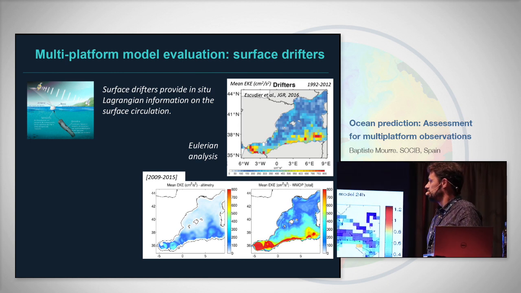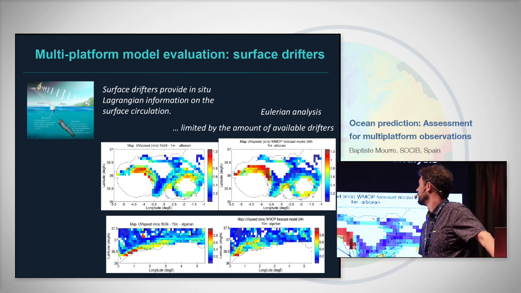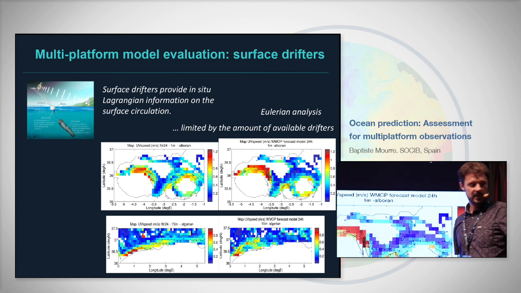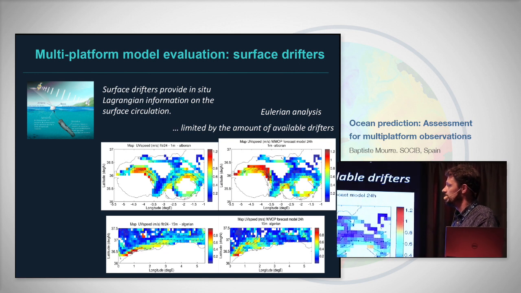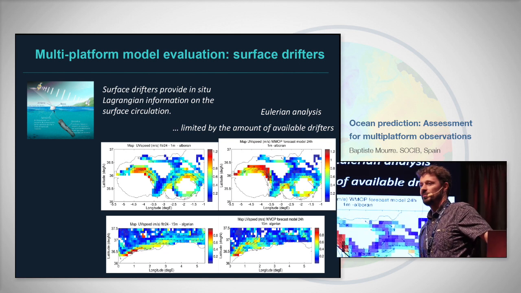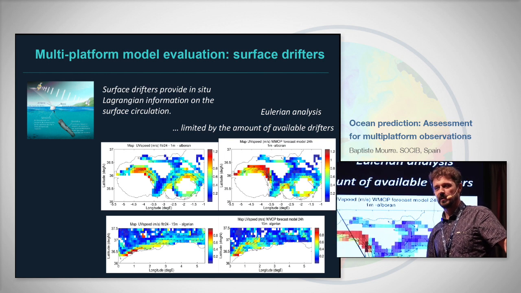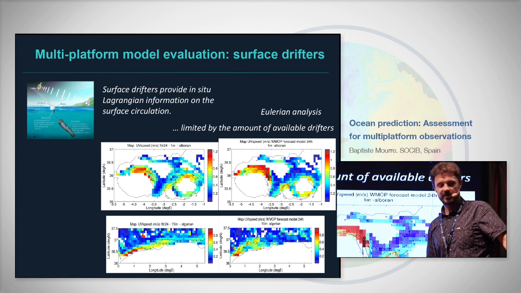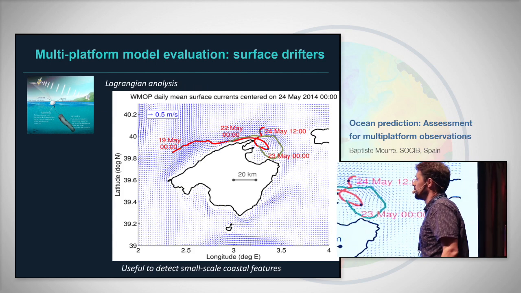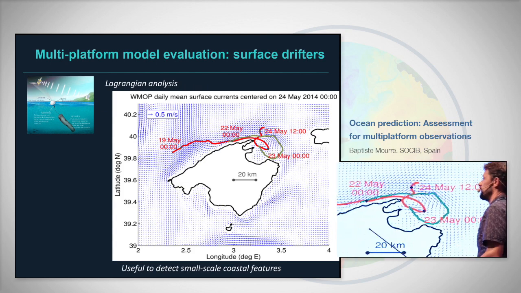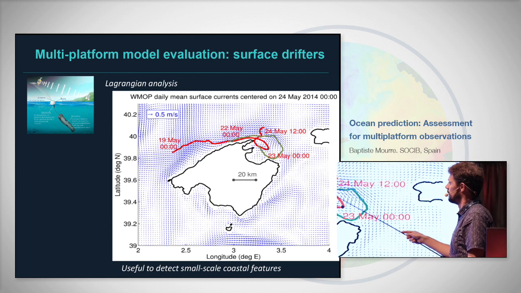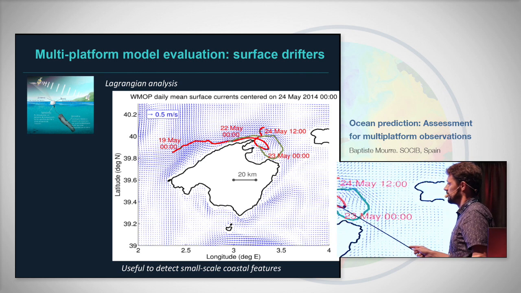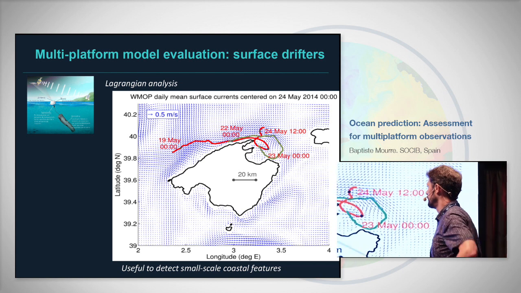So with a given experiment, you can also apply this Eulerian analysis and get estimates of the velocities in different places. The main problem here is you're really limited by the amount of available drifters to be able to compute really good estimates in the Eulerian framework. So mainly, what you have to do is generally a Lagrangian analysis of this. So you're looking at the tracks of the drifters, and I show you here an example of the capabilities of these to give us new insight into the model performance.